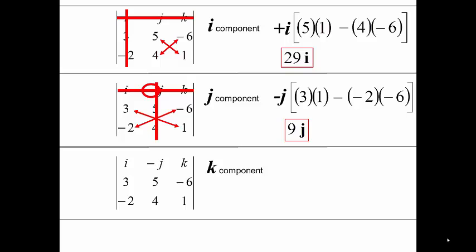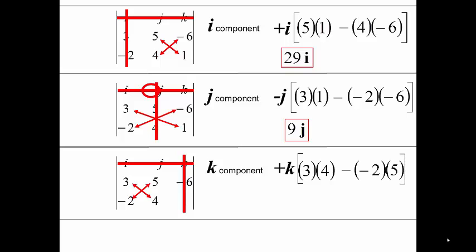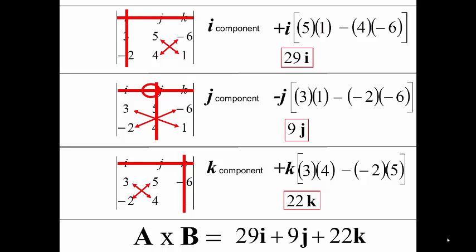For the k component, we cross out the row and the column in line with the k. Then we multiply the 3 times the 4 and subtract from that the 5 times the minus 2. That gives us the k component, which in this case is 22k. So the cross product of A cross B will give us a vector that's equal to 29i plus 9j plus 22k.